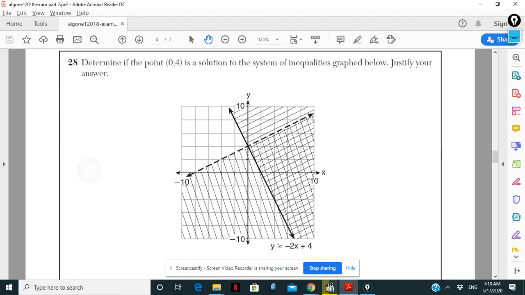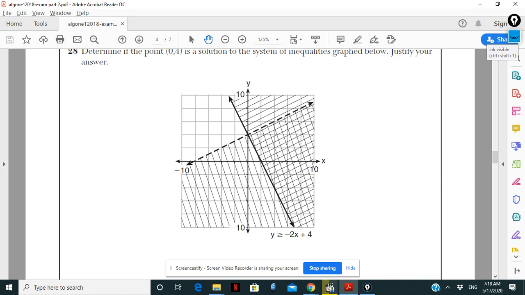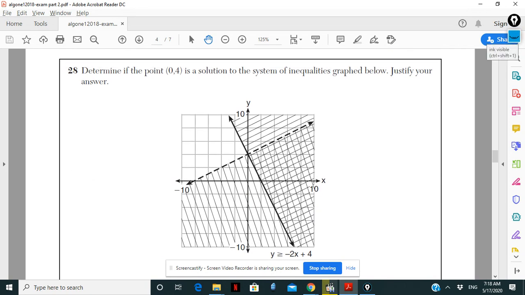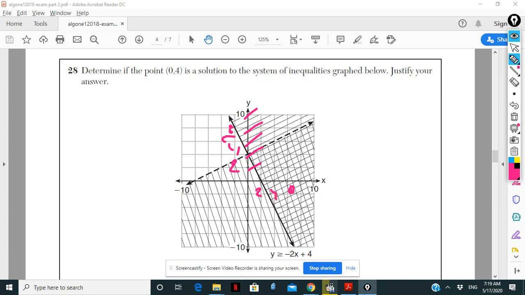Question number 28. Determine whether the point (0, 4) is part of the solution of the system of inequalities or not. Now I'm going to first figure out the scale. Here is 10, then 1, 2, 3, 4, so it goes by 2. Here is 2, 4, 6, 8. It's the same on the other axis: 2, 4, 6, 8. Now he said the point (0, 4).